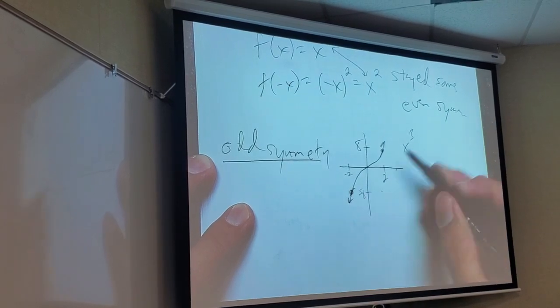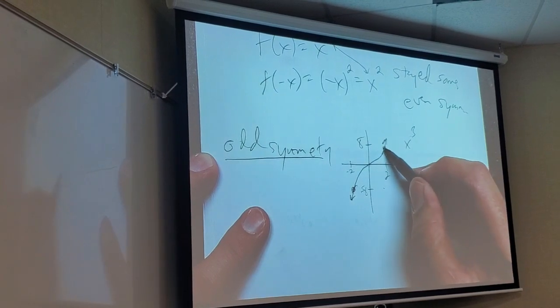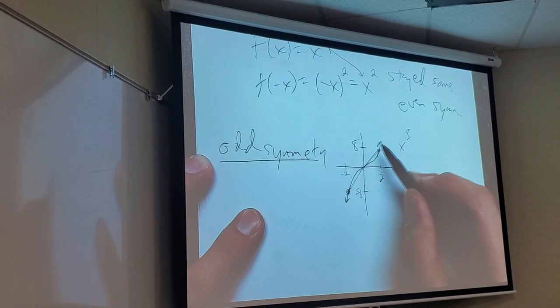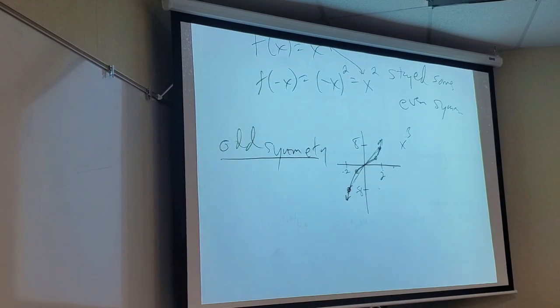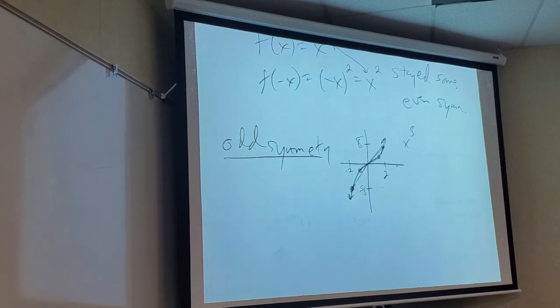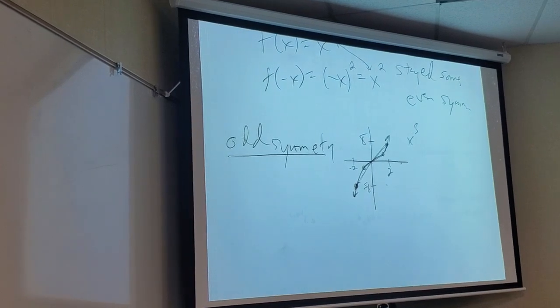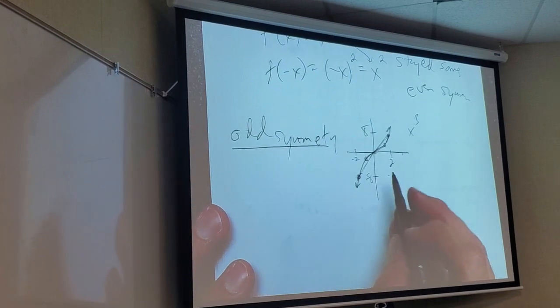Negative 8. So this is, you ready for this? This is called symmetry through the origin. If I draw a line from a point through the origin, it ends up at a point on the other side. So odd symmetry is appropriately named. It is very odd. The mirror is a single point. It's the origin. How do I test for odd symmetry?